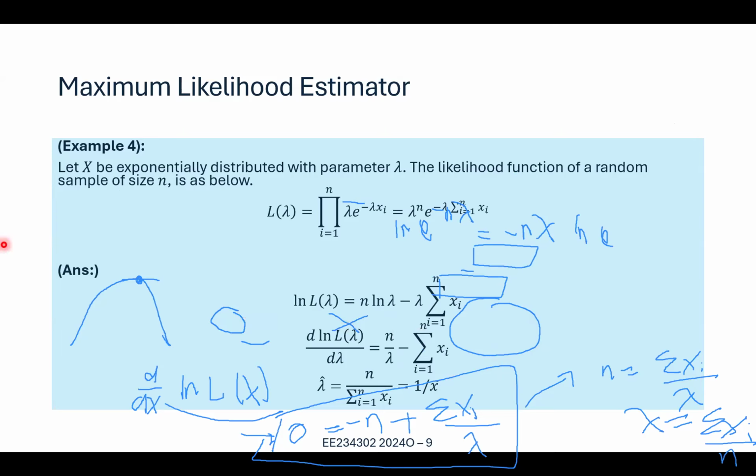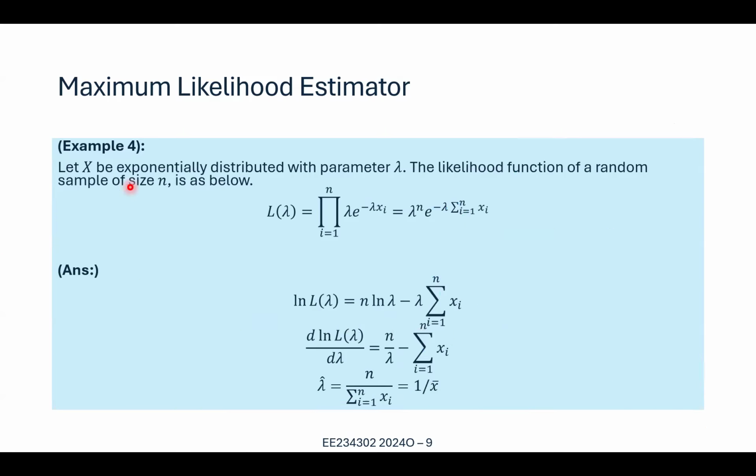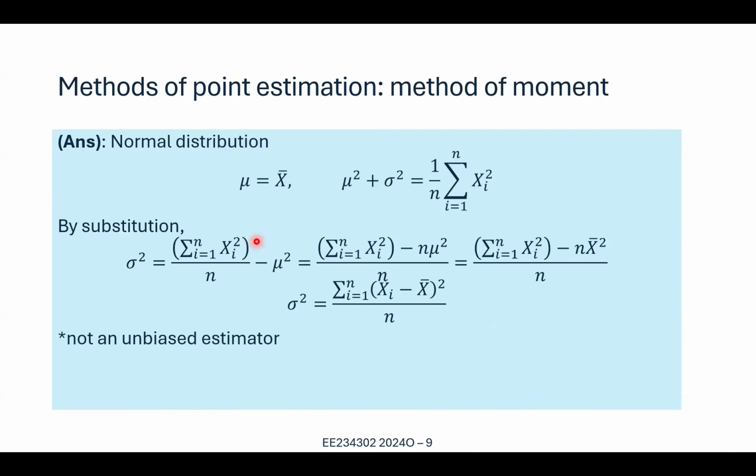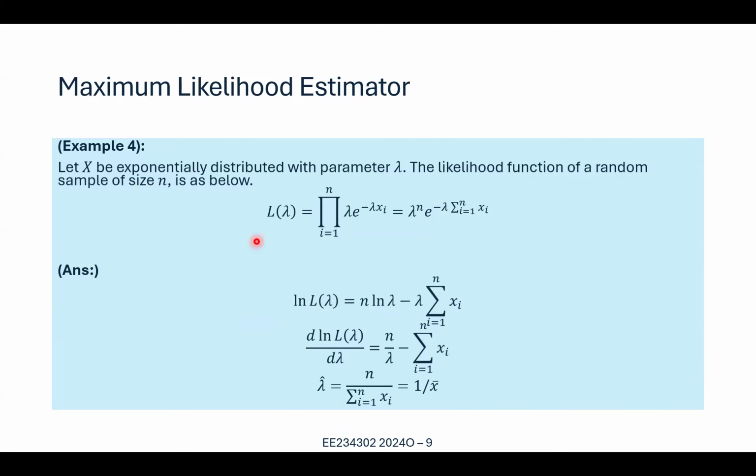Now the second, or the fourth example, rather. Yeah, we have four examples. So it's the fourth. Let x be exponentially distributed with parameter lambda. The likelihood function is this. This is the PDF of the exponential distribution.